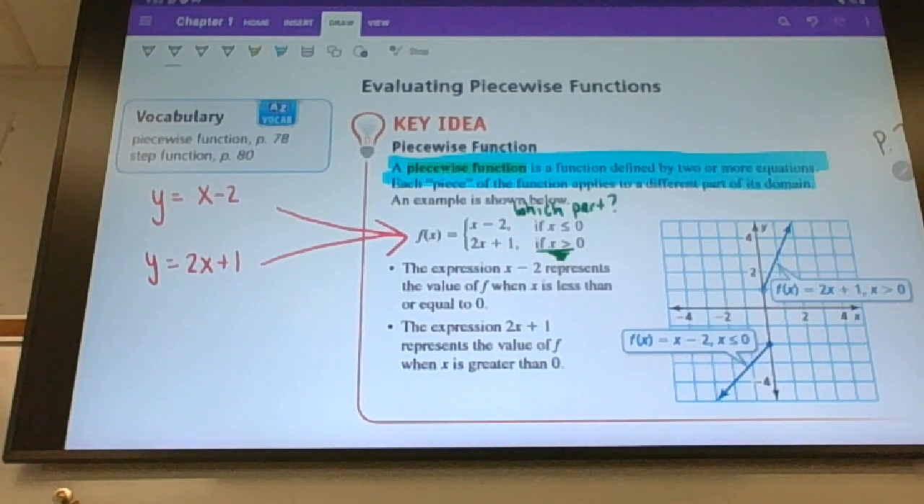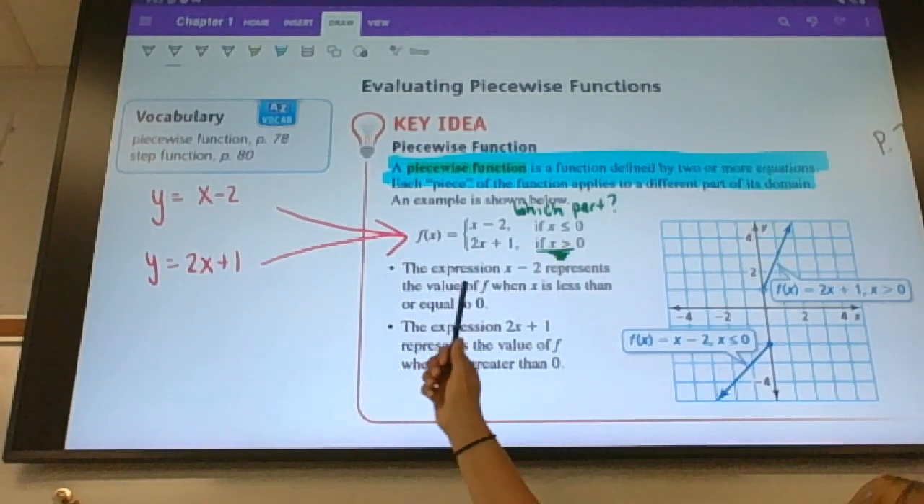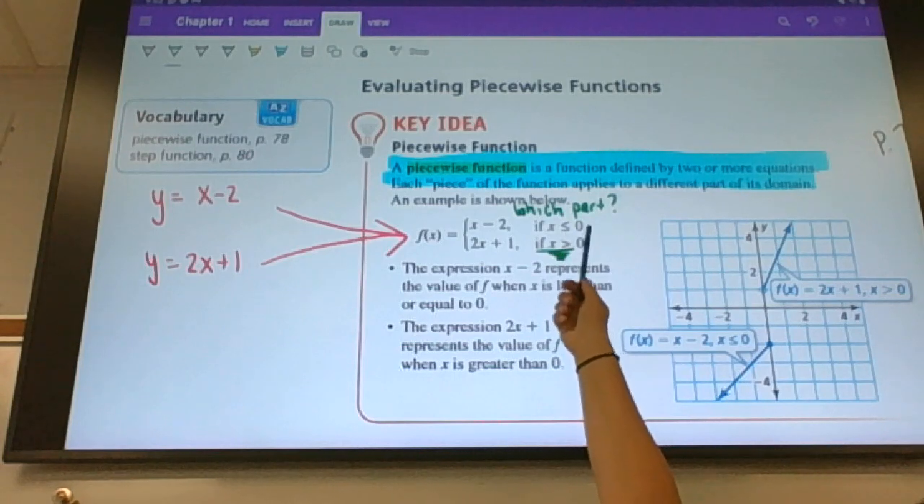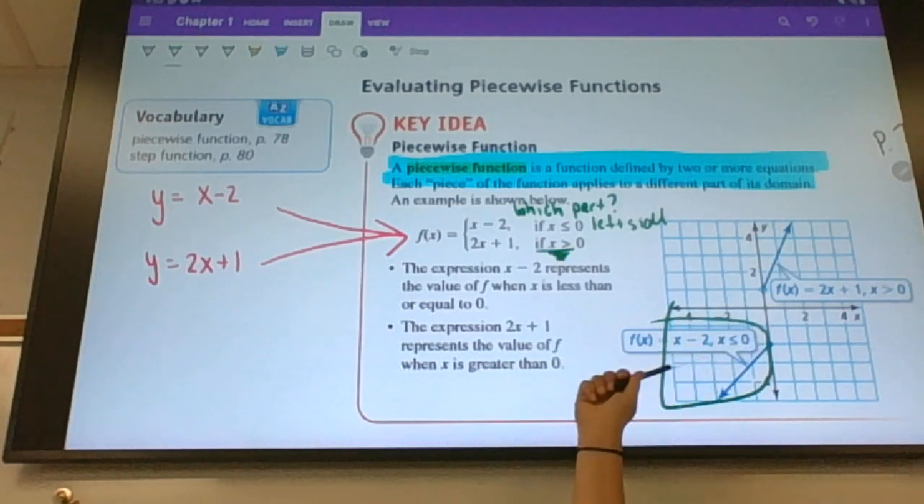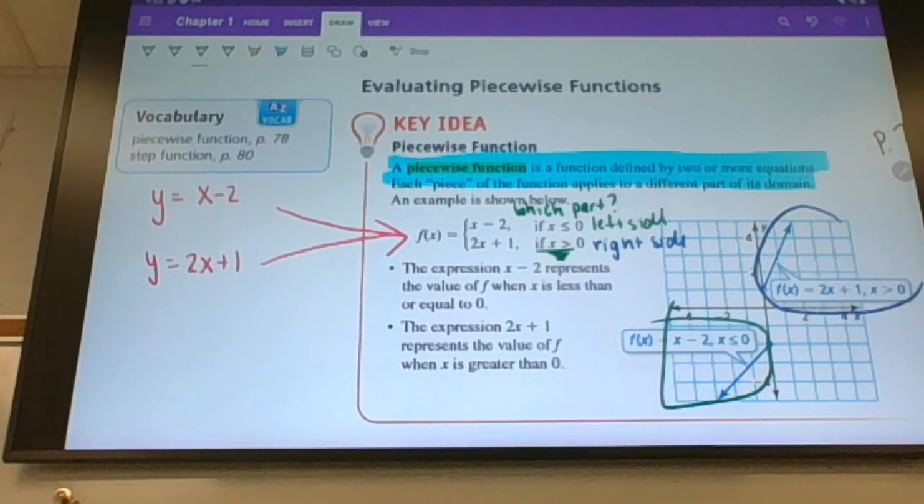This isn't anything mathematical. It's symbols that they really should be using words to say. This says if x is less than or equal to 0. So if we were going to use words, we would say the left side of the graph. So over here, right, x is less than 0. And then for the other one, the bottom, where x is greater than 0, we would have said the right side of the graph over here.